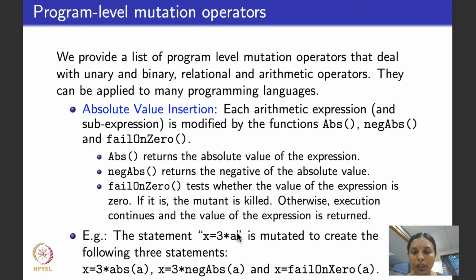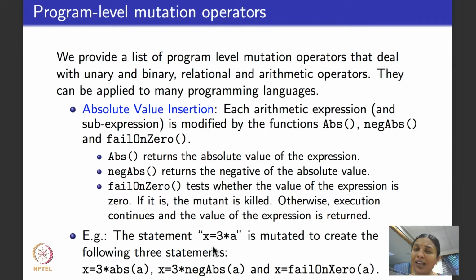So for this statement, a is a variable which I'm mutating by considering 3 possible different mutation operators. Instead of a, I take the absolute value of a. That's the first mutated statement that I get. The second one, instead of a, I take the negation of the absolute value of a. That's the second mutated statement. The third one, instead of a, I do fail on 0 of a, which makes a 0. So those are the 3 mutation operators.